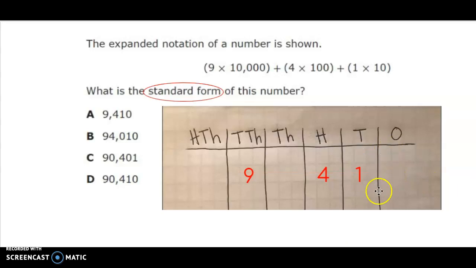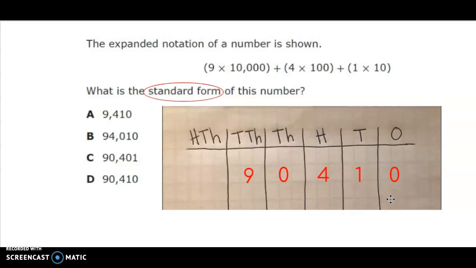Now, we need to remember we have blanks here. We've been talking about this all week. I want you to pause and think about what's going to go in those blanks. In these blanks, whenever there is a blank spot on your place value chart, you are going to put zeros. Okay? Which gives us the number 90,410.